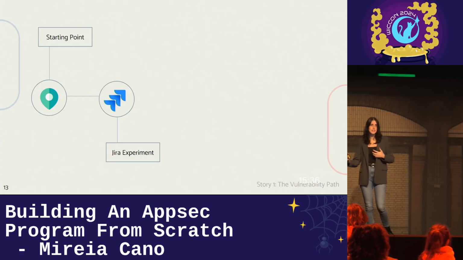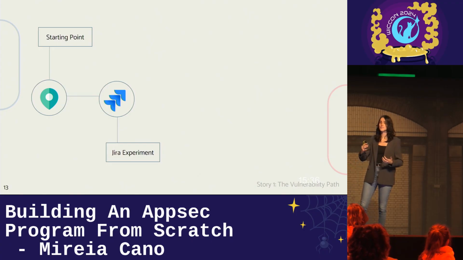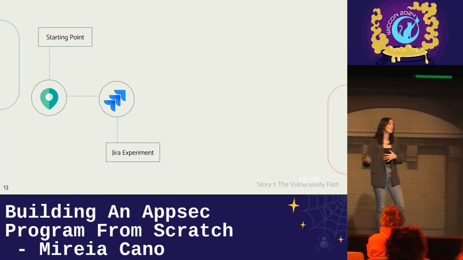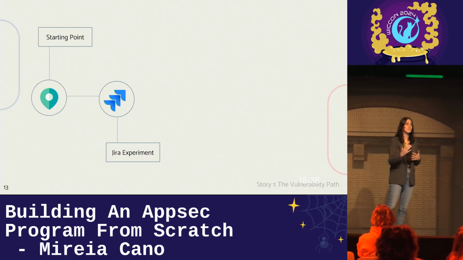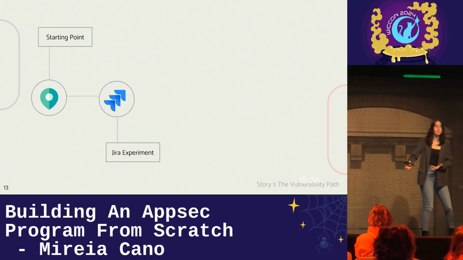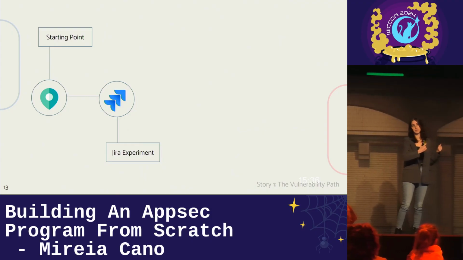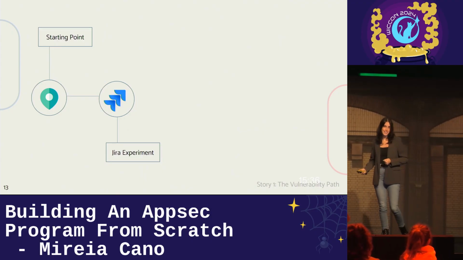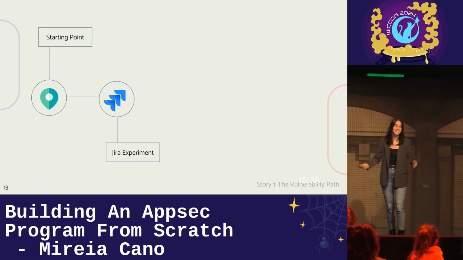Then the security team would try to go through all those tickets and filter false positives, see which ones maybe are not so critical, not so relevant, and then we would just push the rest of the tickets to the developers. This did not work. It's called experiment for a reason.